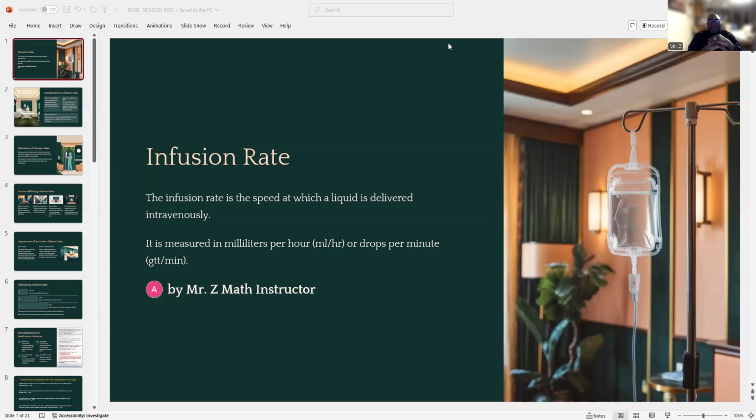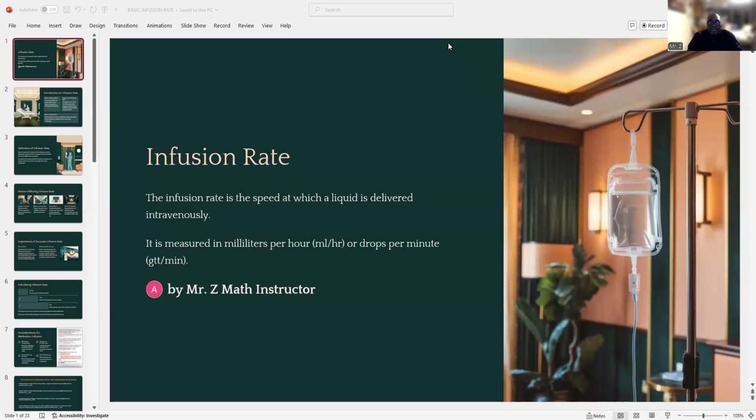So today we're going to spend the time going over a basic infusion rate, how to solve questions regarding infusion rate or drip rate. And the basic one is what we're going to focus on. So go ahead and get yourself something to drink, get yourself water, or get yourself some coffee, and relax because we're going to go over infusion rate and drip rate.